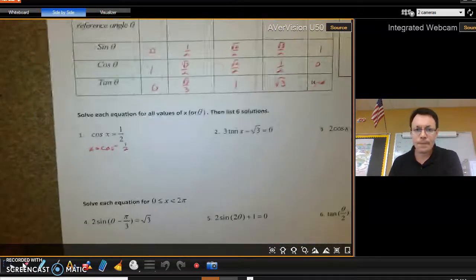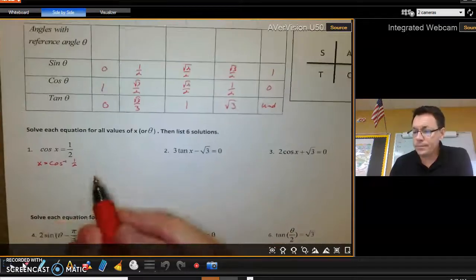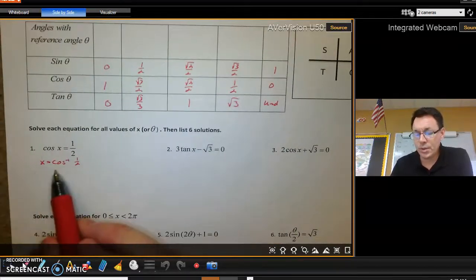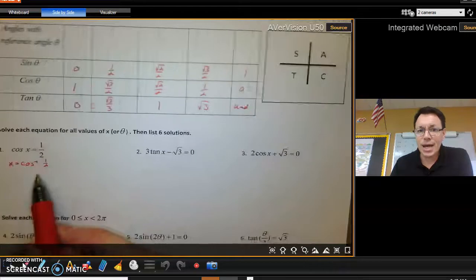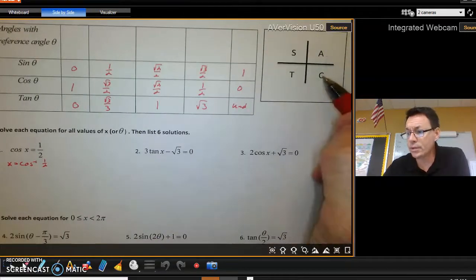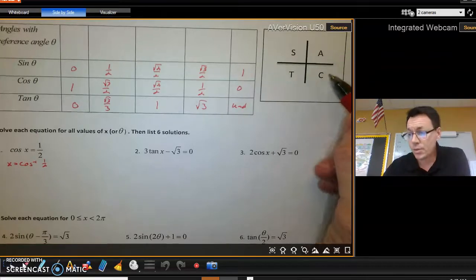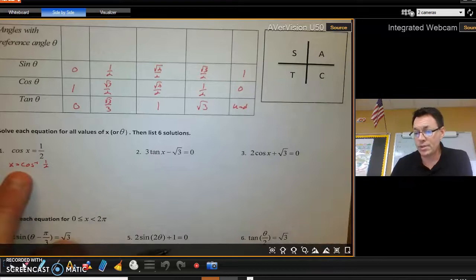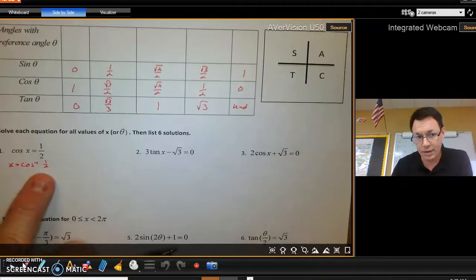So I want all the angles that have a cosine value of 1/2. Not just the angle in quadrant 1, but there's also another angle in quadrant 4 because cosine is positive in quadrant 4. So there is an angle in quadrant 4 that has a cosine value of positive 1/2.